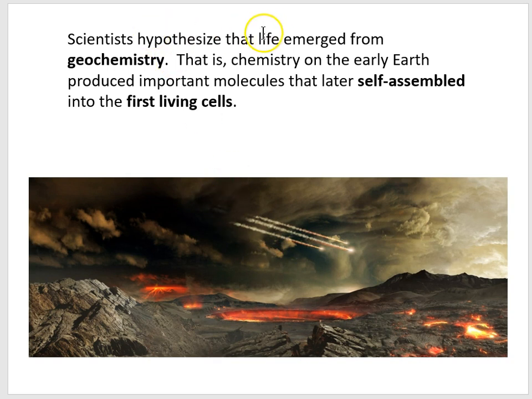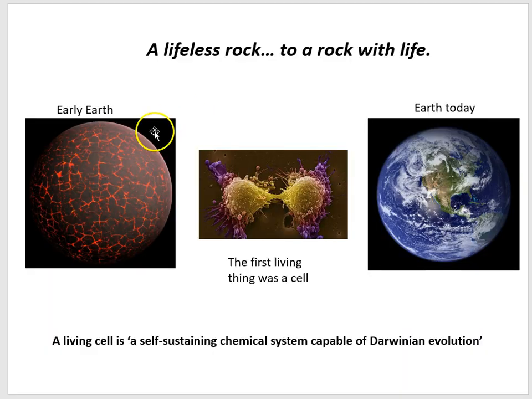But scientists hypothesized that life emerged from geochemistry. In other words, the molecules that the Earth was made of, they continued to undergo chemical reactions. So chemistry on the early Earth produced important molecules that later self-assembled into the first living cells. So we go from a lifeless rock, the early Earth, to a rock with life, the Earth today. And that critical transition happened when the first living cells emerged on Earth.